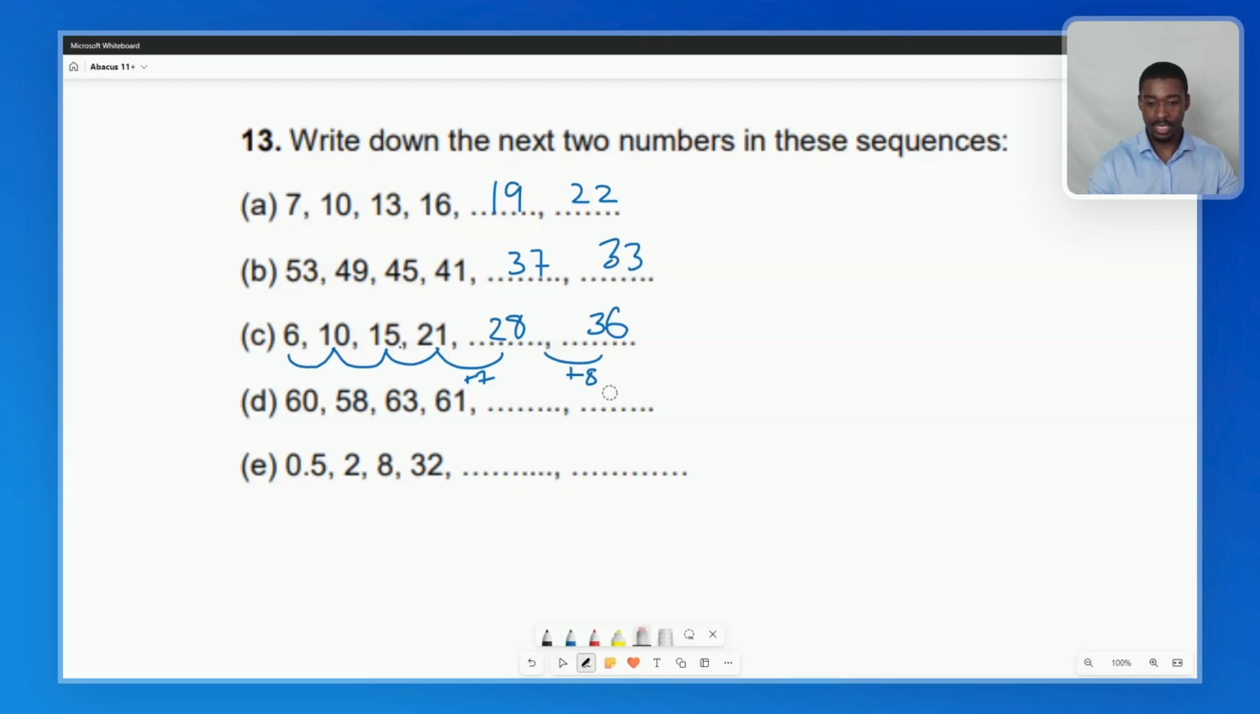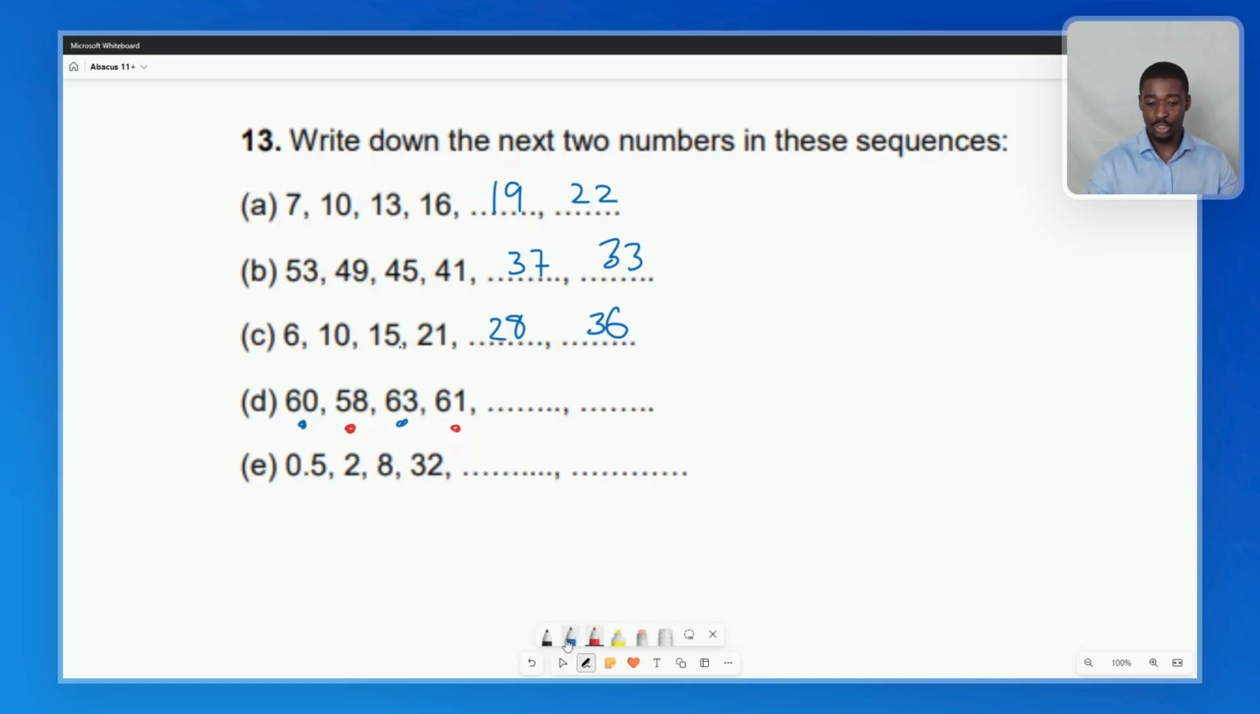Awesome. Next one, we have 60, 58, 63, 61. What's going on here? At first, it seems a bit confusing because we're going down and then we're going up and then we're going down. I mean, it's minus 2 and then it's plus 5 and then it's minus 2. What's going on? The key here is to understand that the relationship is between every other number, not consecutive numbers next to each other.